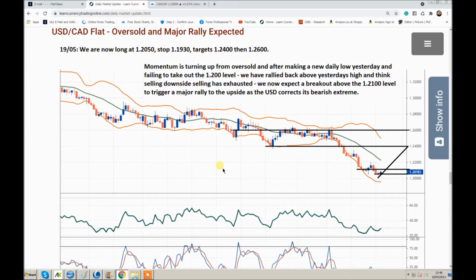Now, in terms of why have I picked out dollar CAD and dollar ZAR? CAD is the most overbought major in our view. So if the USD does mount a rally, it should rally hard on the CAD.